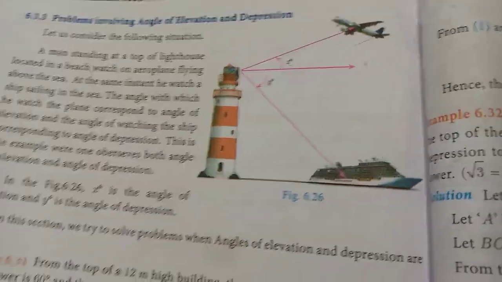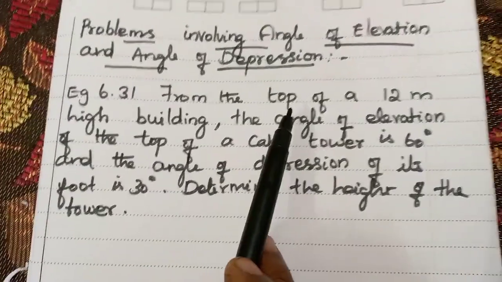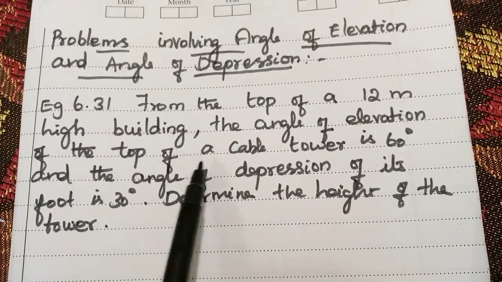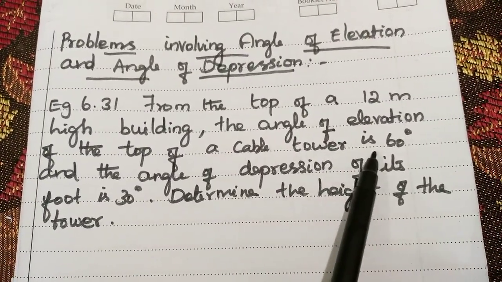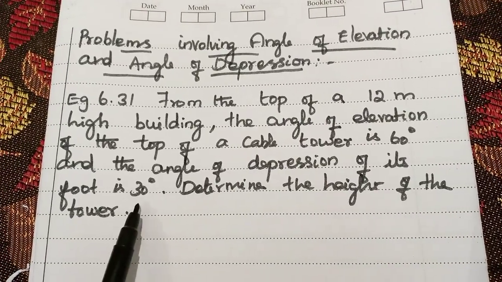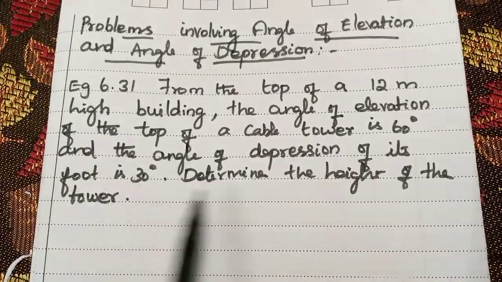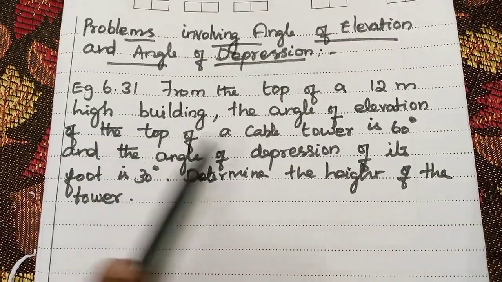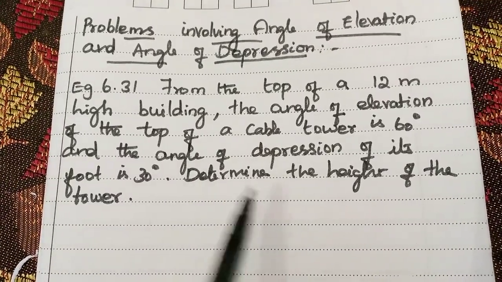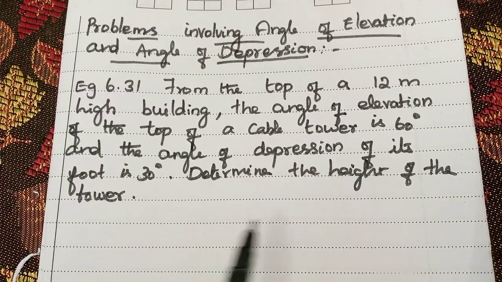Let's write example 6.31. From the top of a 12-meter high building, the angle of elevation of the top of a cable tower is 60 degrees and the angle of depression of its foot is 30 degrees. Determine the height of the tower. So far we learned only either angle of elevation or depression is given. In this question both the angle of elevation as well as angle of depression are given. How to do? Let us see.